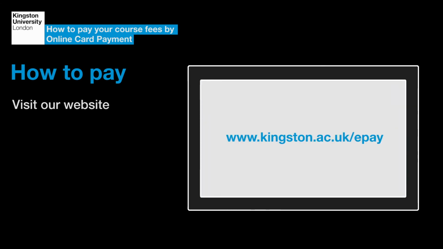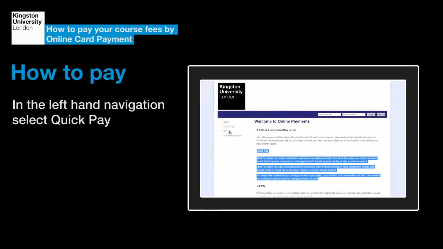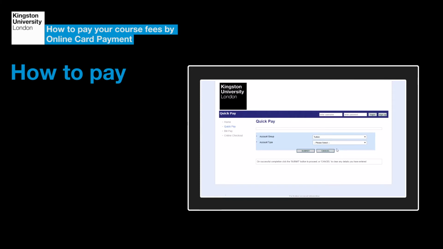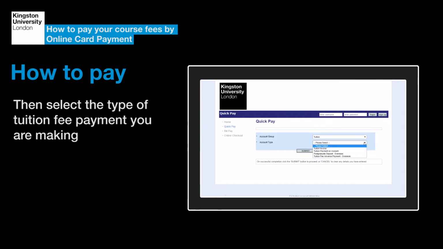Visit our website at www.kingston.ac.uk/EPay. In the left-hand navigation, select QuickPay. Select Tuition Fees from the drop-down menu. Then select the type of tuition fee payment you are making.